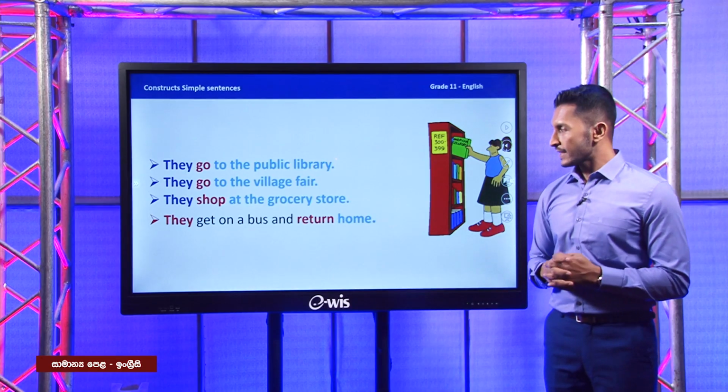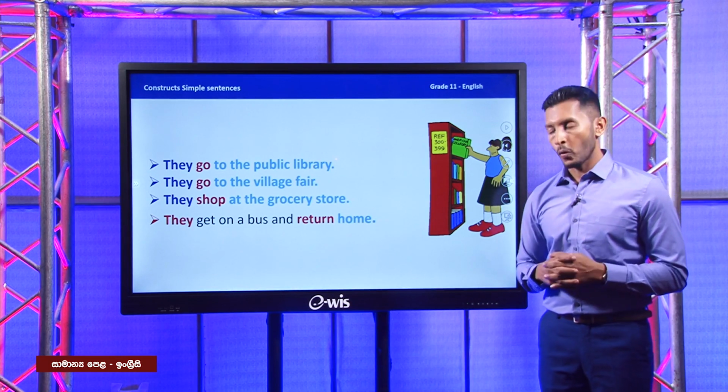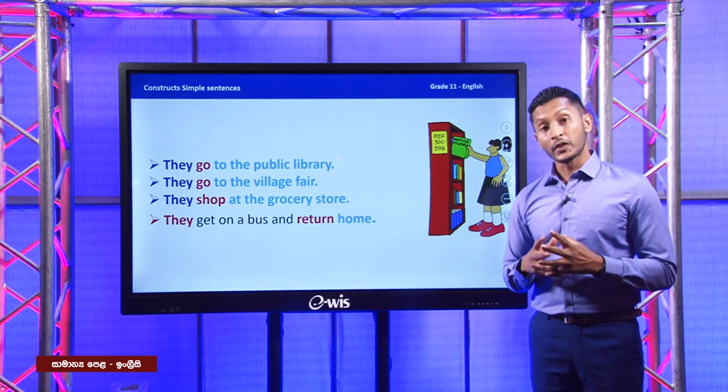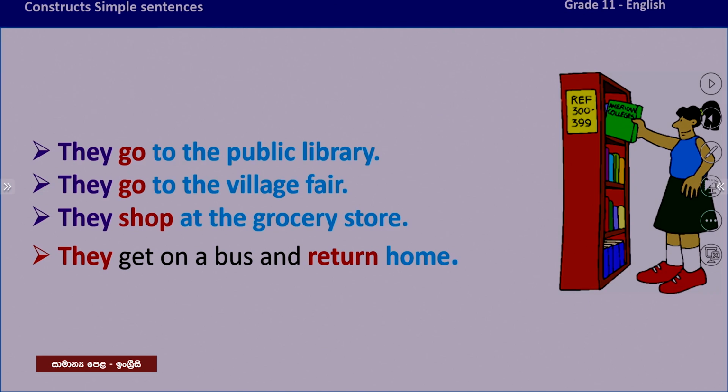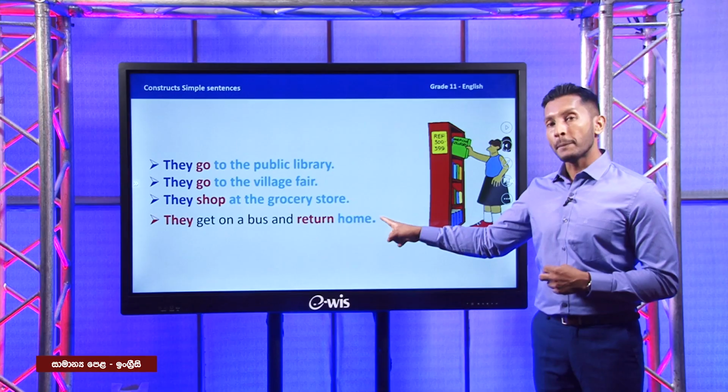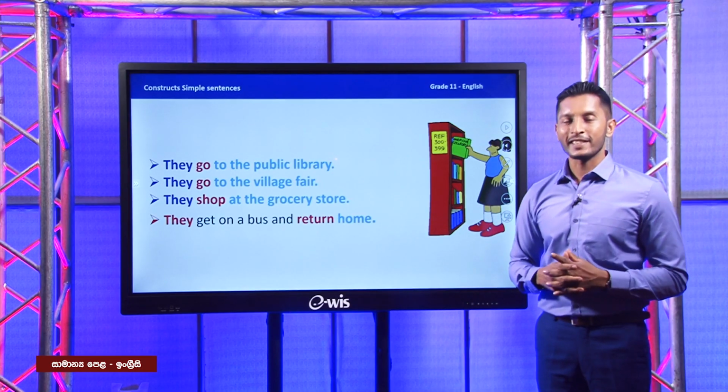The last sentence, they get on a bus and return home. So what is the action there? Return. Who performs the action? Yes, they perform the action. They return. They return where? They return home. So I have put place after the verb. Hope that is clear to you.